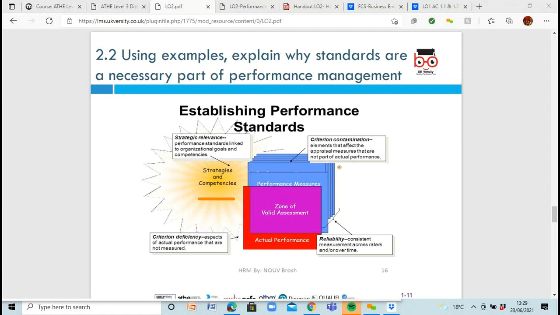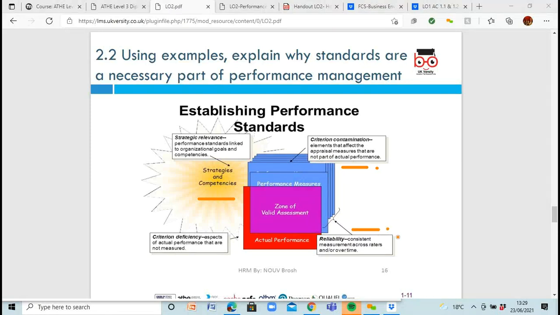So what is the criteria? What are you actually looking at for the appraisal? What sort of points are you pointing out? What do you want to check the performance against? Then you check the reliability. You're seeing, is it consistent? Are we able to do these performance?